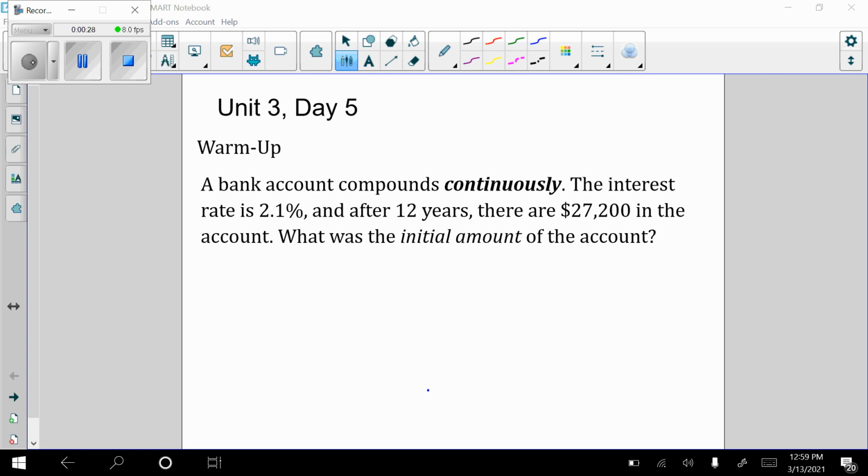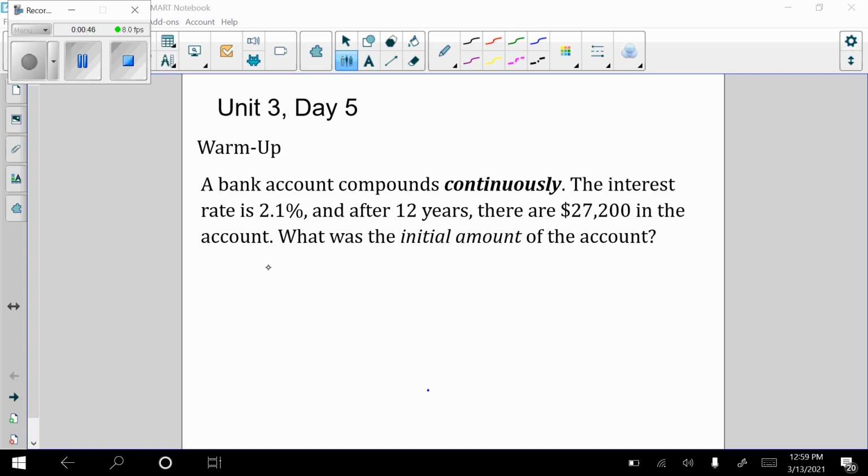Okay, so this one, a bank account compounds continuously. The interest rate is 2.1%. After 12 years, you have $27,200 in the account. It wants to know the initial amount of the account.